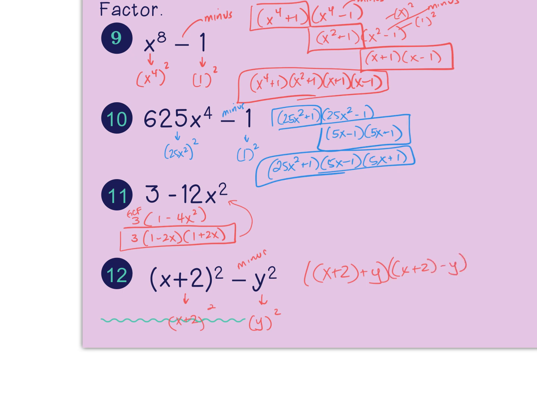And I can clean this up a little bit. I don't need to put all those parentheses in there. I can just do x plus 2 plus y and x plus 2 minus y, like that. Okay, so I don't have to have the parentheses within the parentheses. I know that's a little bit different.